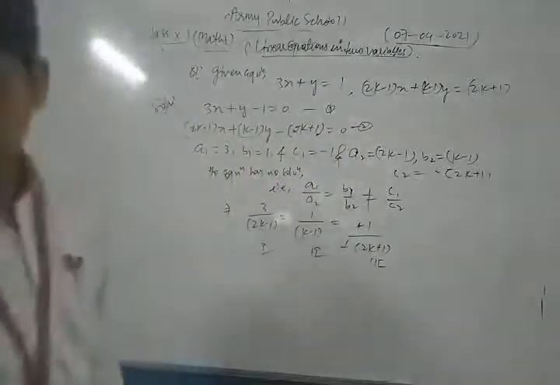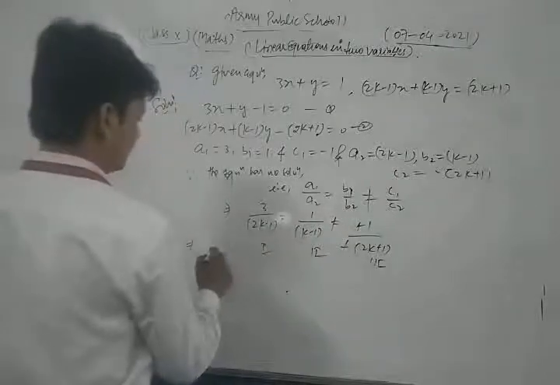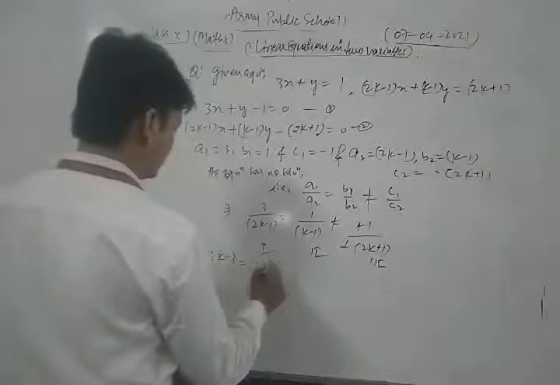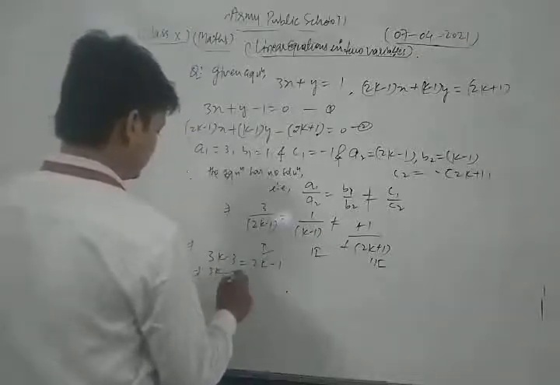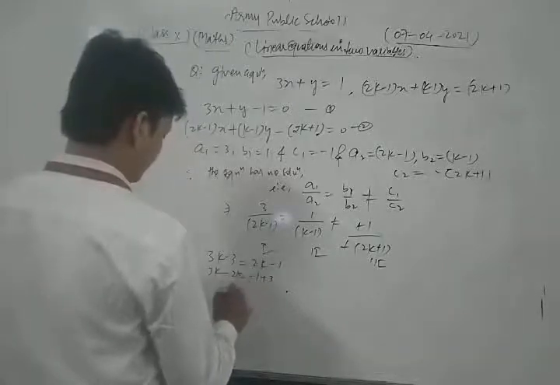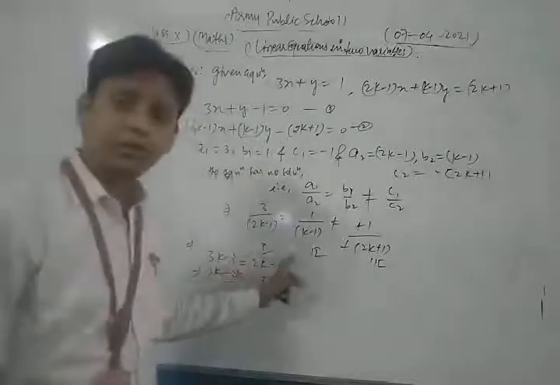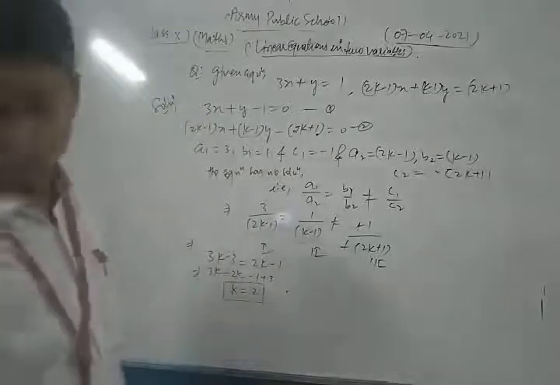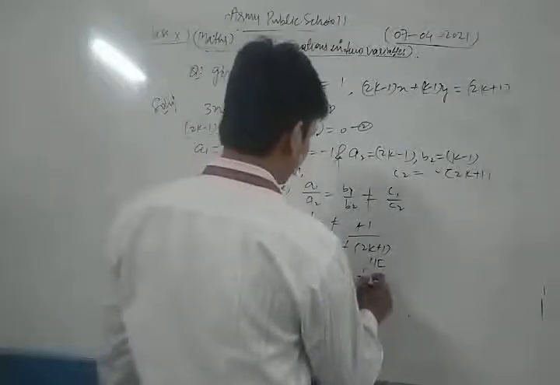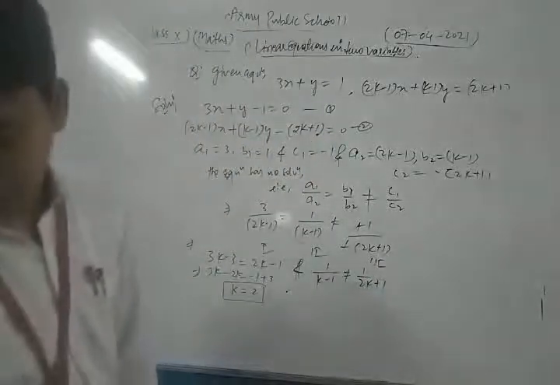Now we take the first and second parts and do cross multiplication. 3k minus 3 is equal to 2k minus 1. That is, 3k minus 2k is equal to minus 1 plus 3, so k is equal to 2. After taking equations 1 and 2, we get the value of k as 2, and 1 upon k minus 1 is not equal to 1 upon 2k plus 1.